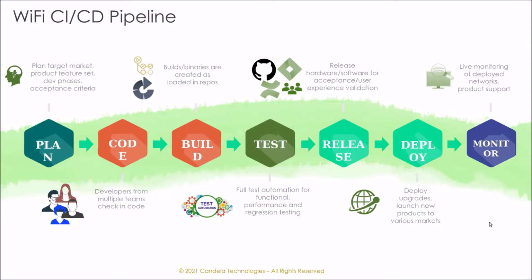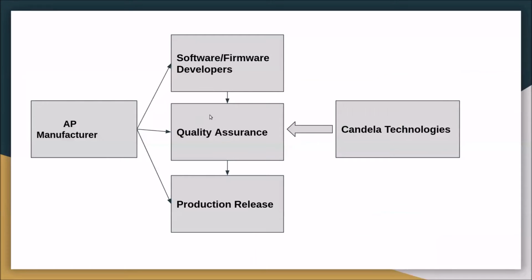Now the high level overview which I showed: any AP manufacturer company has software and firmware developers. They develop code. Then it comes to the QA team. Candela is the QA team for them, an extended QA team. They will have a QA team internally, but we are directly or indirectly supporting them, directly involved in that particular quality assurance for any of the companies. And then the production release is done based on the testing that we do.